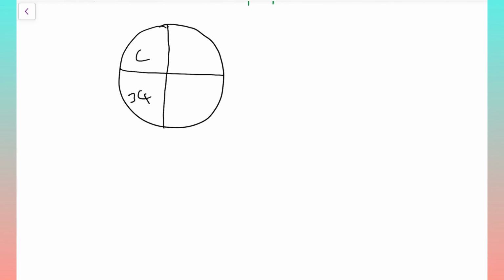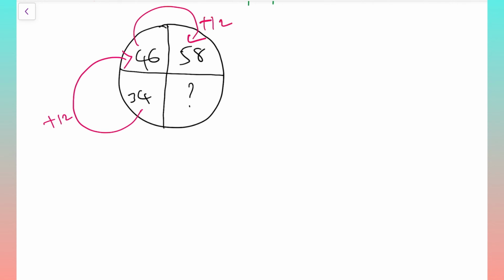34, 46, 58, and some number is missing here. So now I got the logic: 34, 46, 58, some number is being added here. What is that number then? From 34 to 46, 12 is added. From 46 to 58, 12 is added. So the same 12 we need to add here also. That is 58 plus 12.